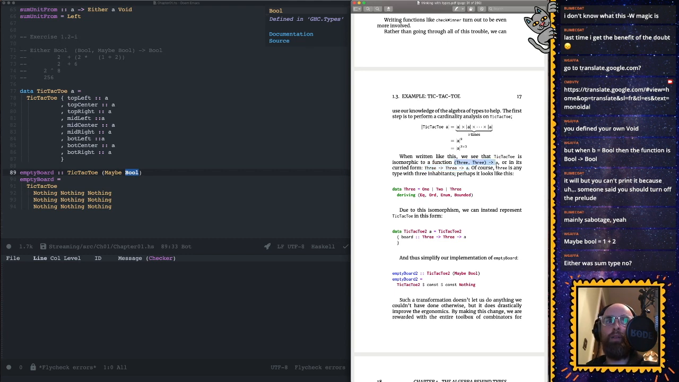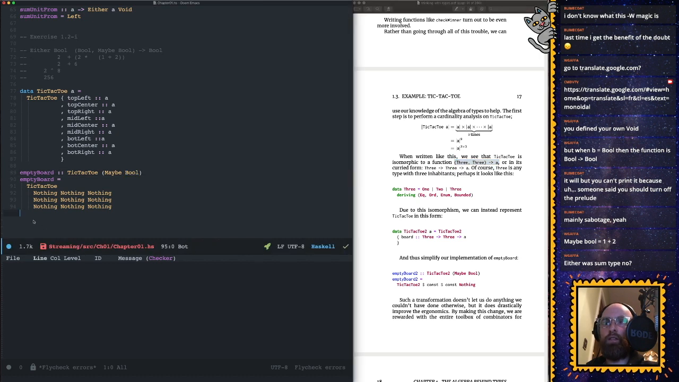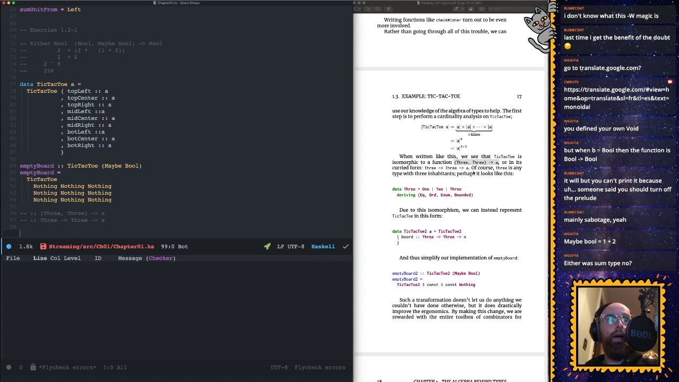Check this out. If we go like this, we'll pretend that that's a function, and its curried version is 3 to 3 to A. Of course, 3 is any type with 3 inhabitants. Perhaps it looks like this.